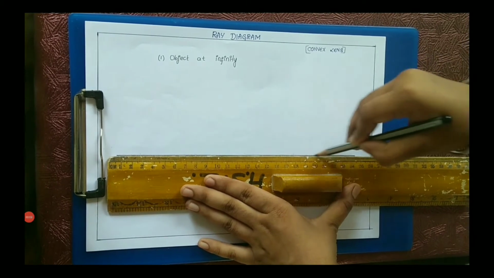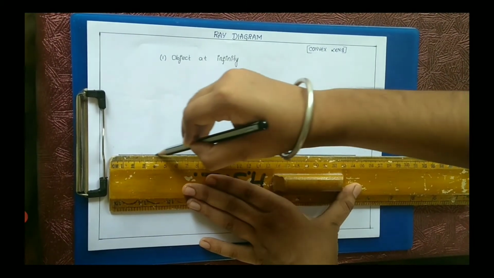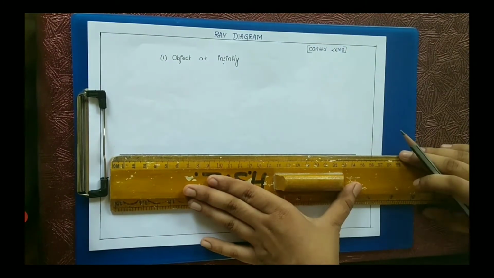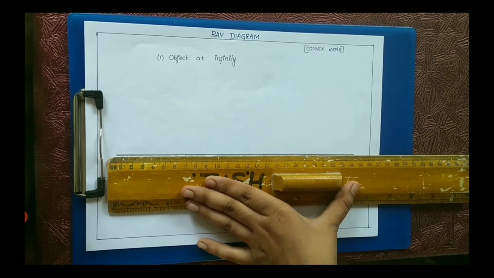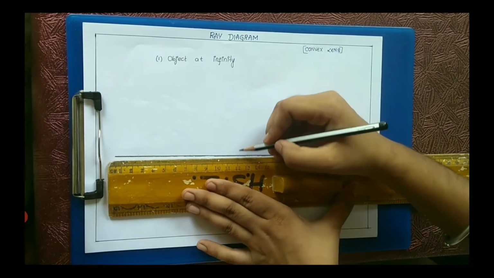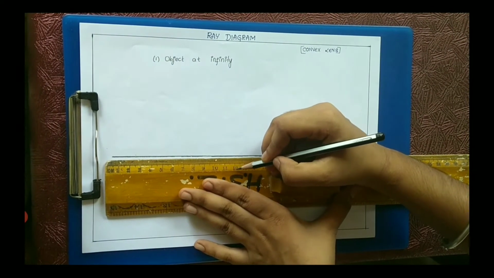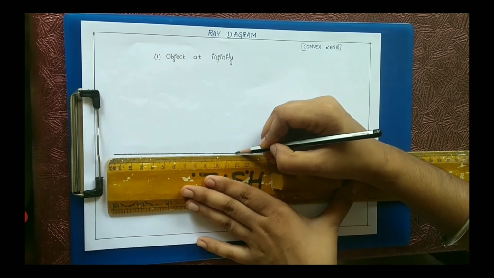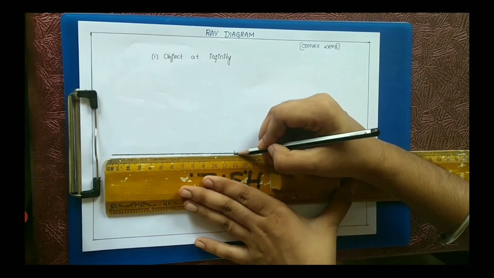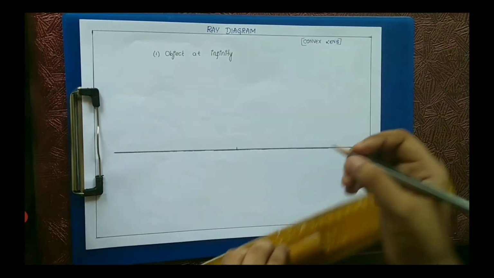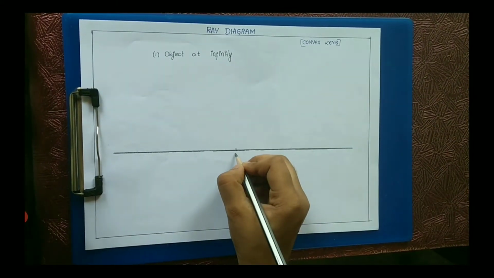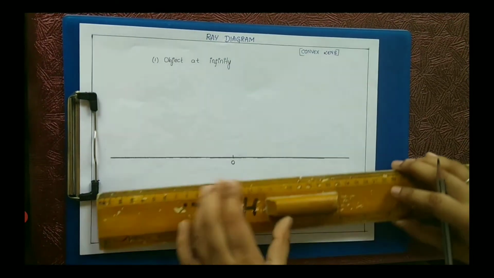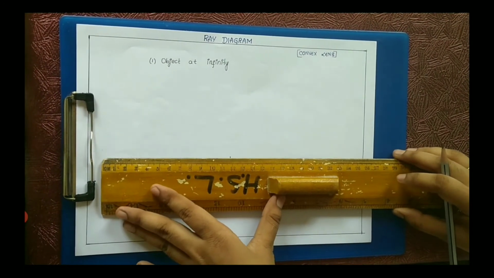Children, in the first step, you draw a line of convenient length and mark a point on this line. Consider it the line of the principal axis. Mark a convenient point here and mention it as O. That is the optic center of the lens.